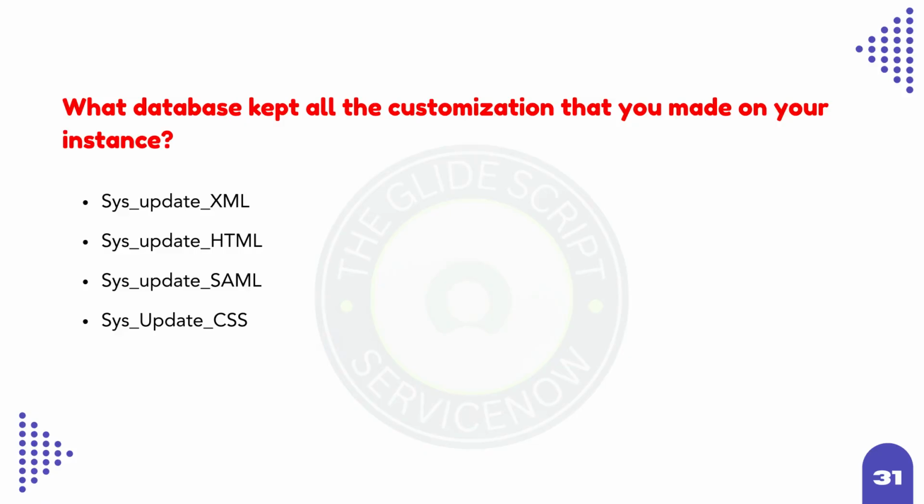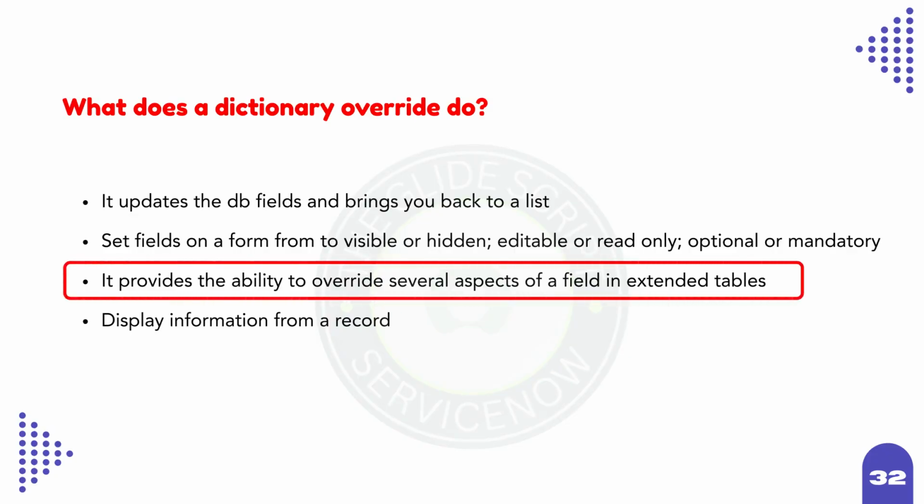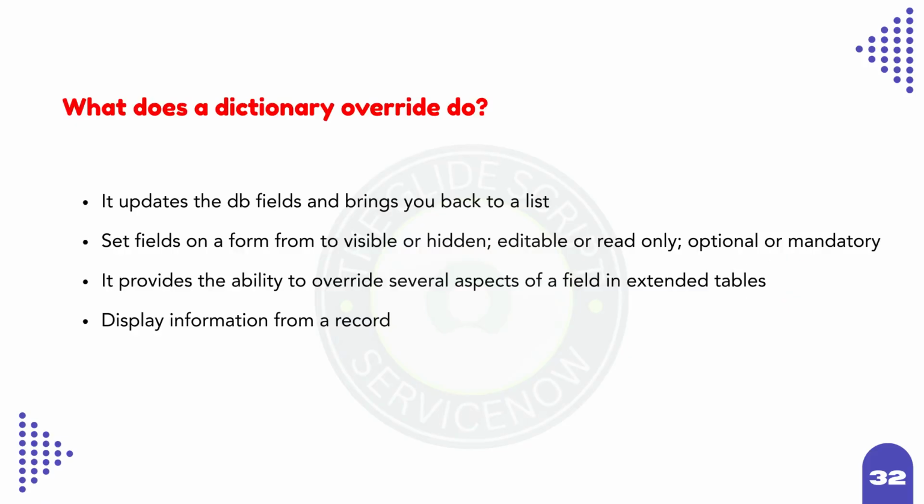Next question is, what database keeps all the customizations that you made on your instance? And the correct option is the first one, sys underscore update underscore xml. Remember these things. This table stores the actual data and configuration changes made to updates in ServiceNow, and it serves as the central repository for any customization in this platform. Next question is, what does a dictionary override do? And the correct option is, it provides the ability to override several aspects of a field in an extended table. So option number 3 is the correct one.